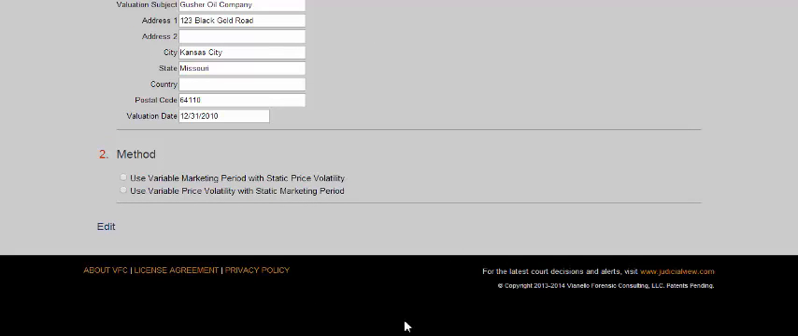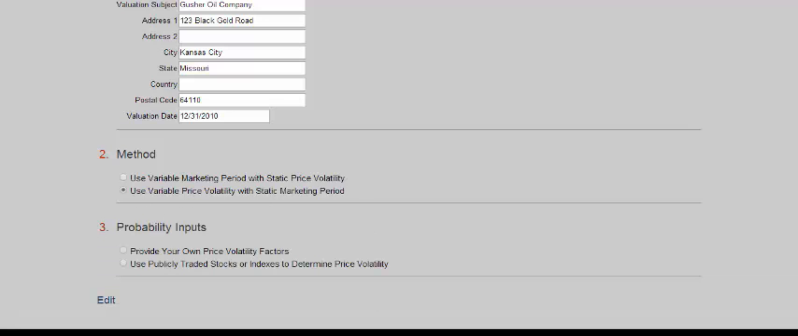Step 2 involves choosing a probability method. The second radio button allows the user to employ price volatility probability and a fixed time period assumption. Step 3 involves defining the price volatility probabilities. Choosing the first radio button allows users to enter specific price volatility assumptions.